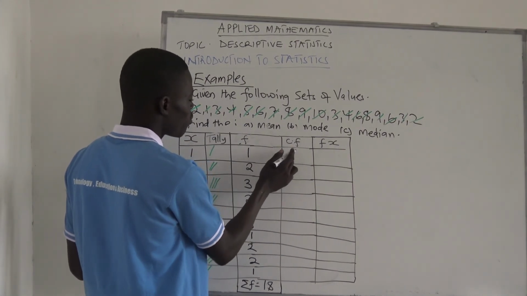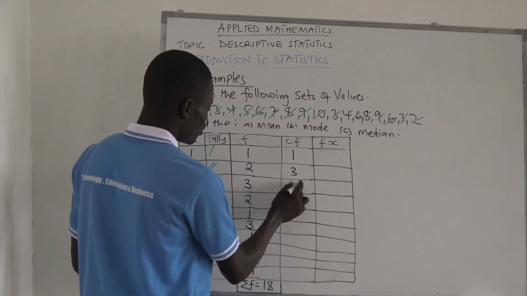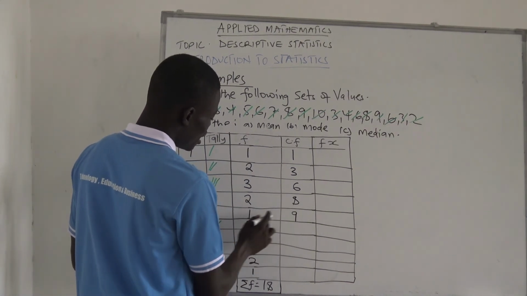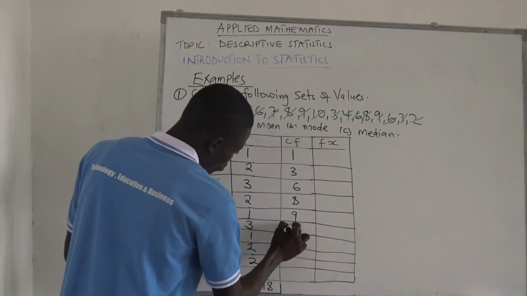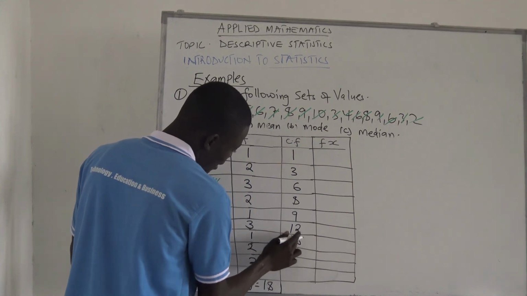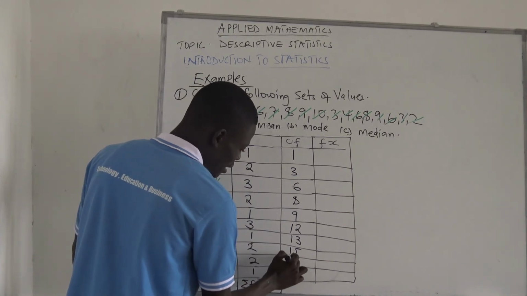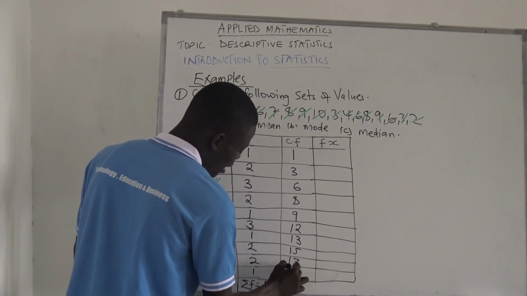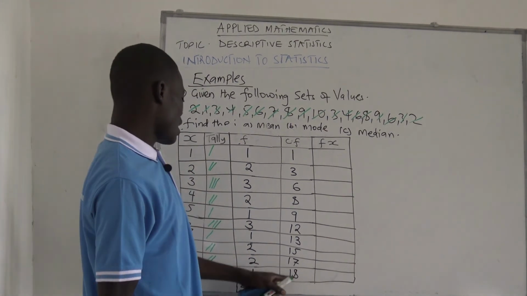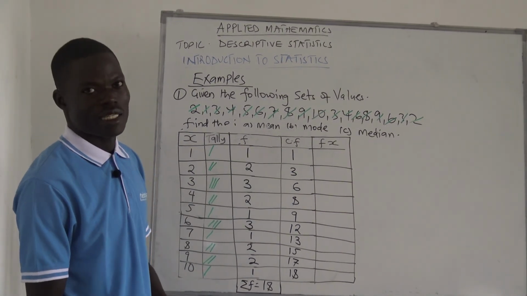So what we start with, we say that our first cumulative frequency is always 1. The second one, you get 1 plus 2, you get 3. 3 plus 3 you get 6. 6 plus 2 we get 8. 8 plus 1 we get 9. 9 plus 3 we get 12. 12 plus 1 we get 13. 13 plus 2 we get 15. 15 plus 2 we get 17. 17 plus 1 we get 18. Since this one is equal to this, then for this column and this one we are correct.